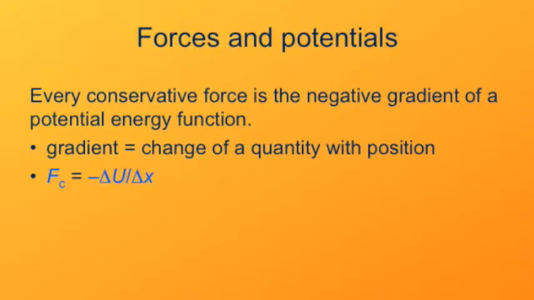So here we see that the force is the negative change with position x of potential. So our conservative force times distance is equal to the conservative work done, which is equal to the negative of the potential energy change. It makes perfect sense. The potential energy drops is what's allowing the potential to do work on whatever the object is.